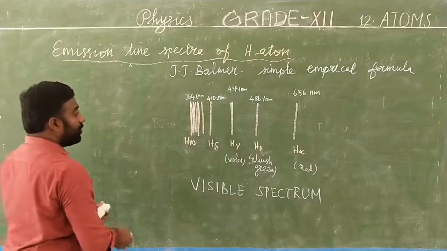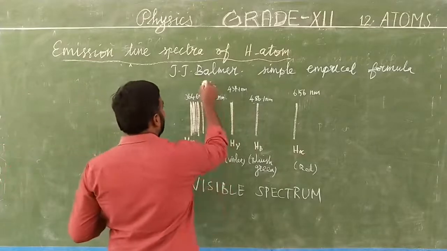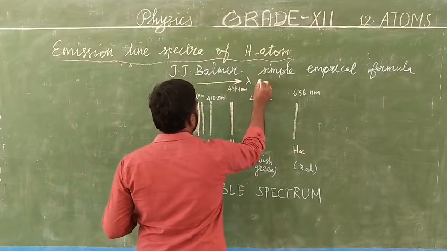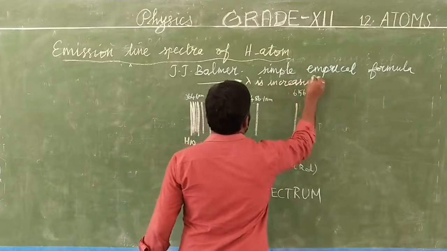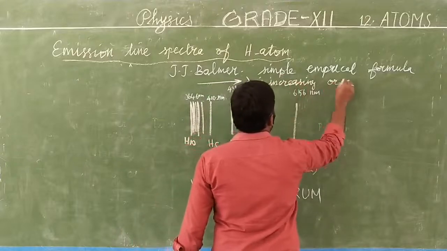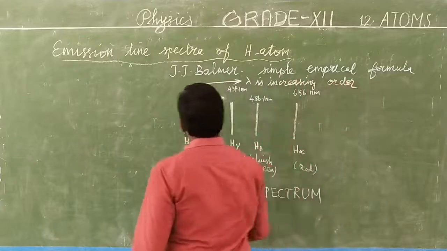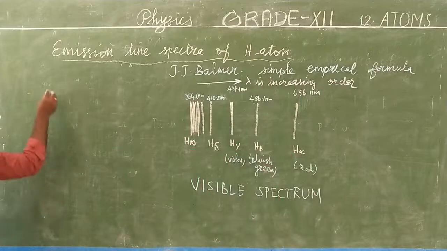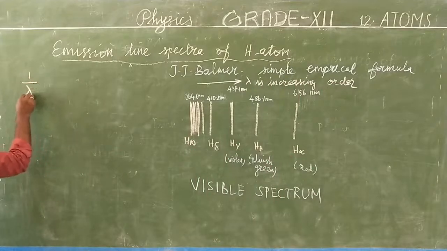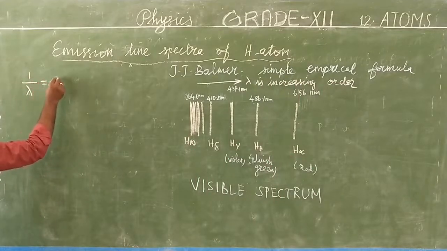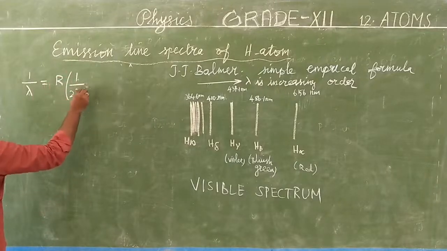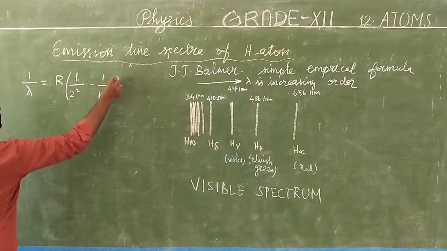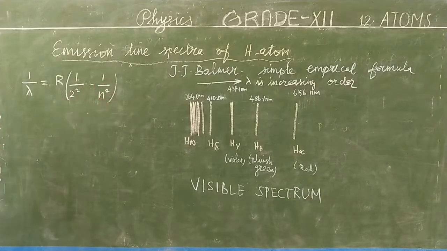And already, as we are going towards the right hand side, the wavelength is increasing. So Balmer obtained a simple empirical formula. The formula is this: the reciprocal of wavelength is equal to Rydberg constant into 1 by 2 square minus 1 by n square. So this is the Balmer empirical formula for the visible spectrum.